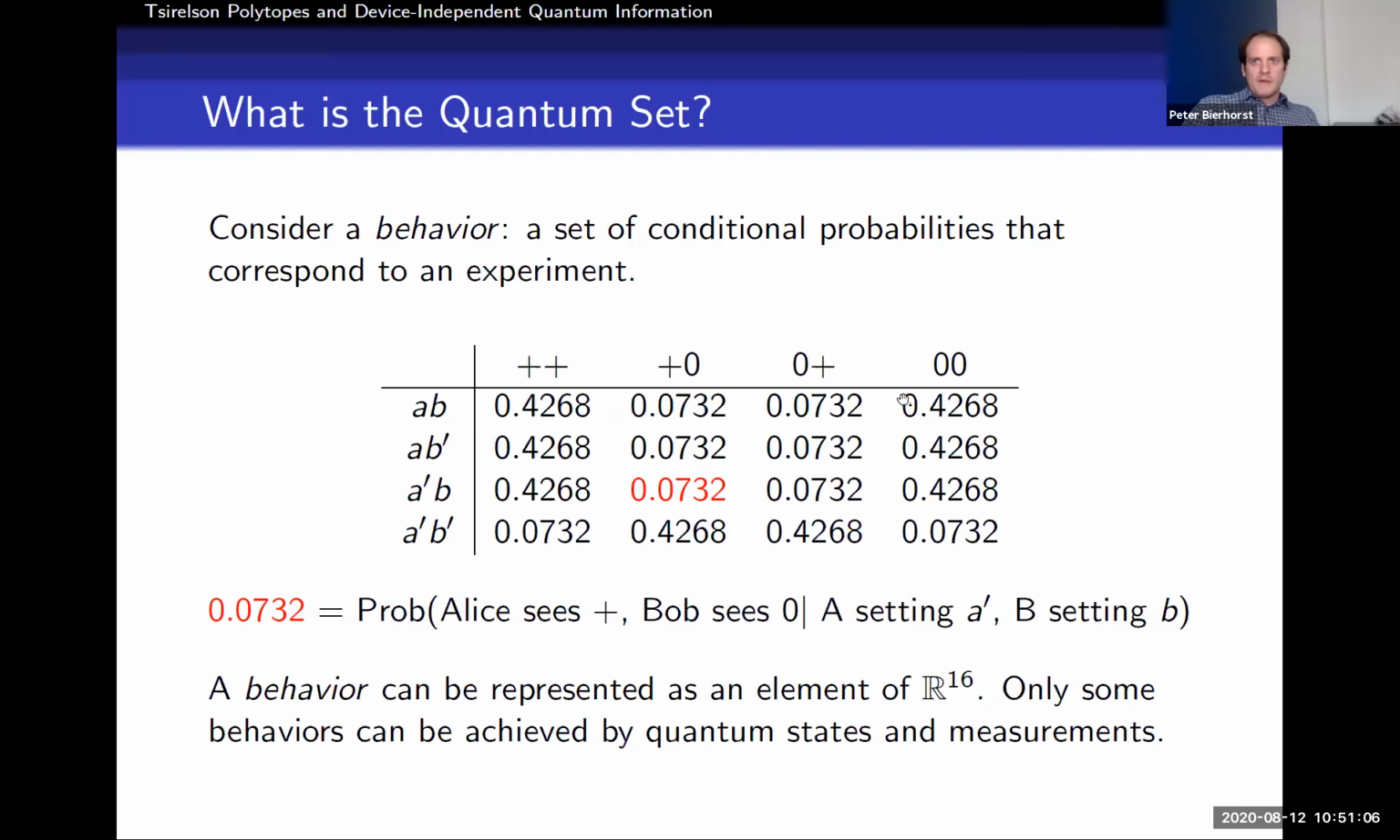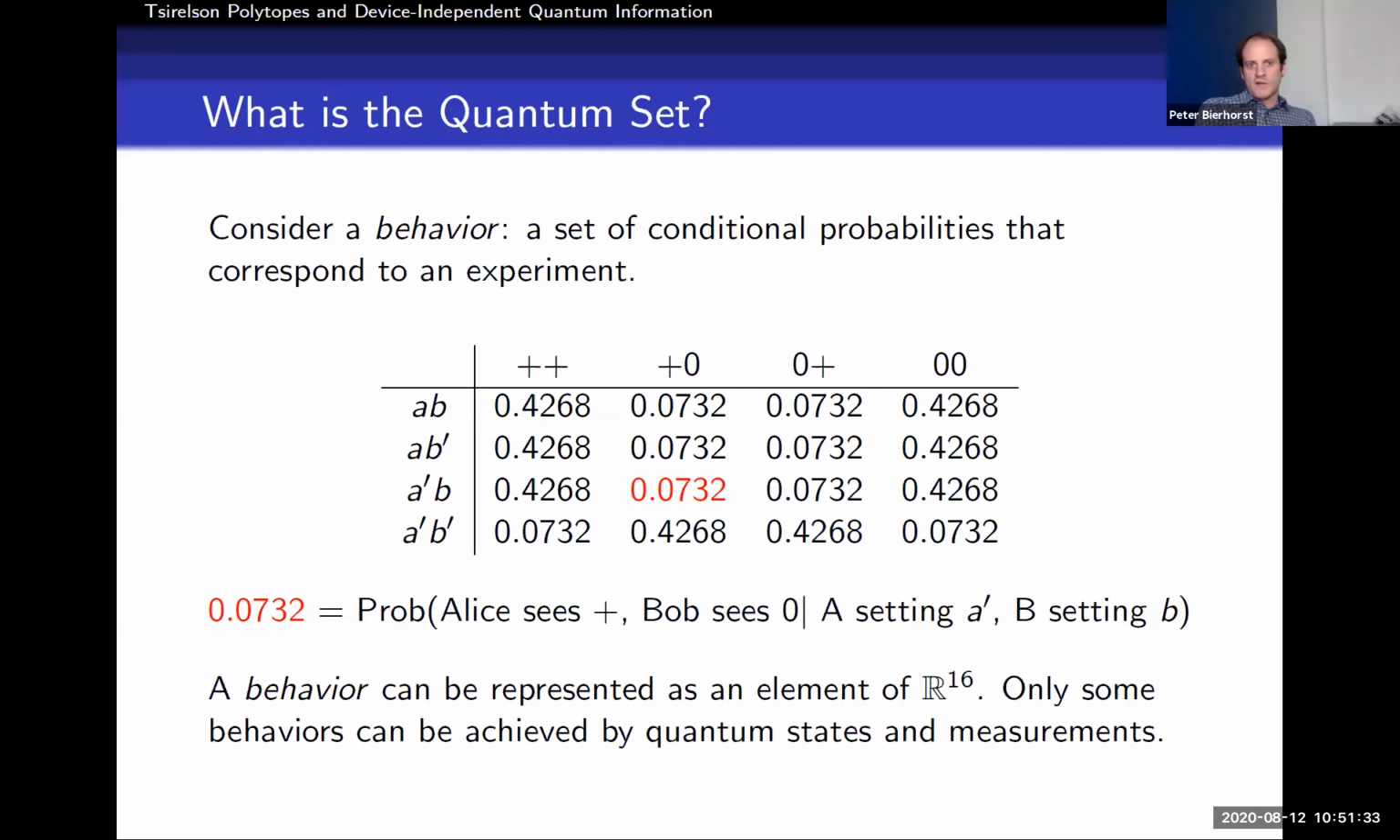So these probabilities don't need to look like this. They could look like something else, but this is just one example of some probabilities that can be obtained by performing a quantum measurement on a quantum system. And so a behavior refers to all 16 of these conditional probabilities. It can be represented as an element of R16, the 16-dimensional vector space.